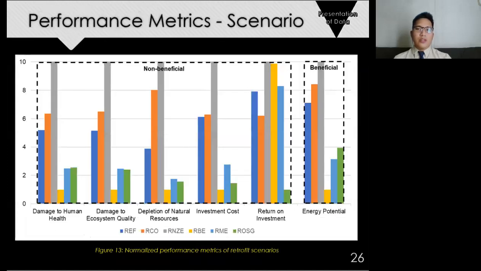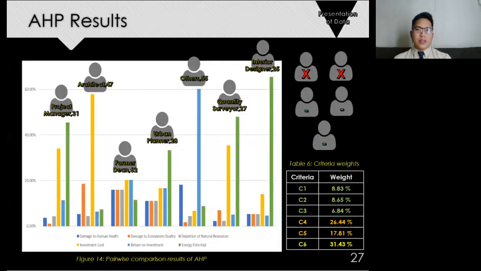In this figure, it illustrates the multifarious performance of retrofit scenarios. Beneficial criteria are those with higher values are desired. Alternatively, lower values are preferred for non-beneficial criteria. Choosing between several alternatives based on multi-attributes, especially when the data regarding the alternatives are uncertain, imprecise, and subjective is difficult. Thus, a structured technique is necessary to aid stakeholders to make the best decision in accordance with preference.